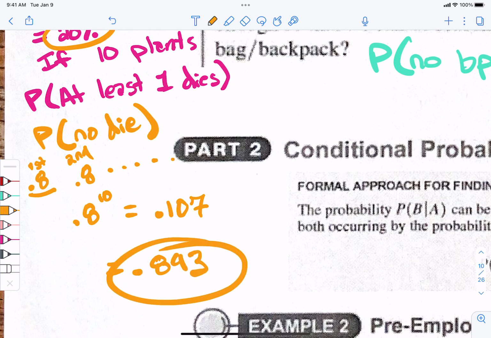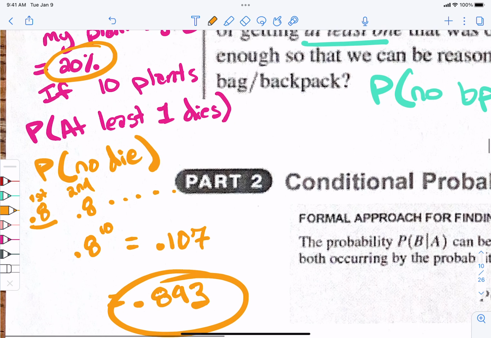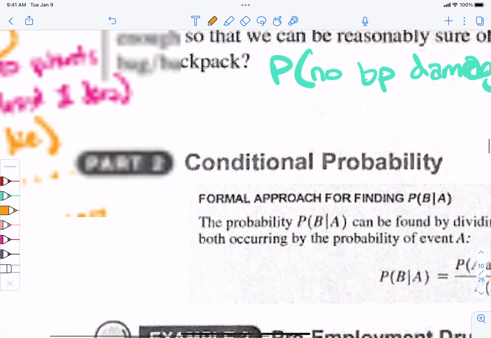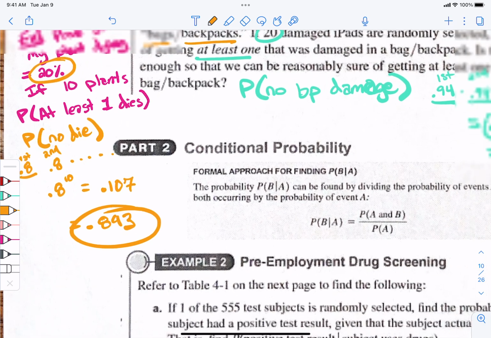Do the opposites and subtract. 0.8 because we go from talking about dying to talking about not dying. So if 20% are going to die, 80% are not going to die. We do the opposite, kind of like 0.6 and 94%, right? Okay, so you do that.